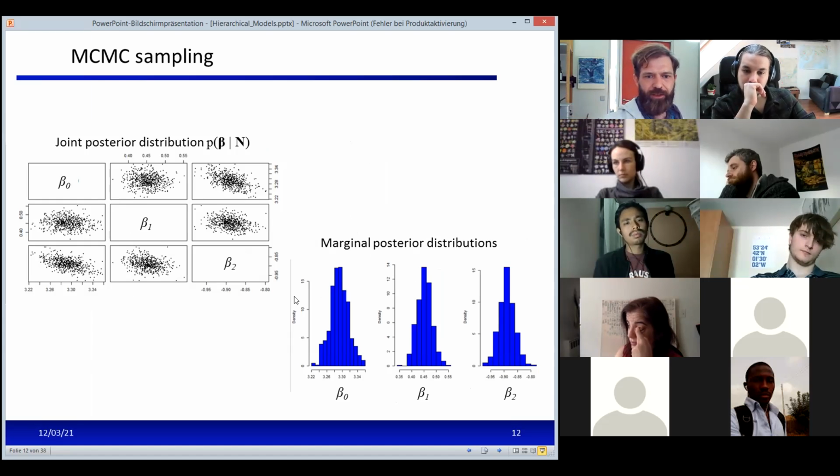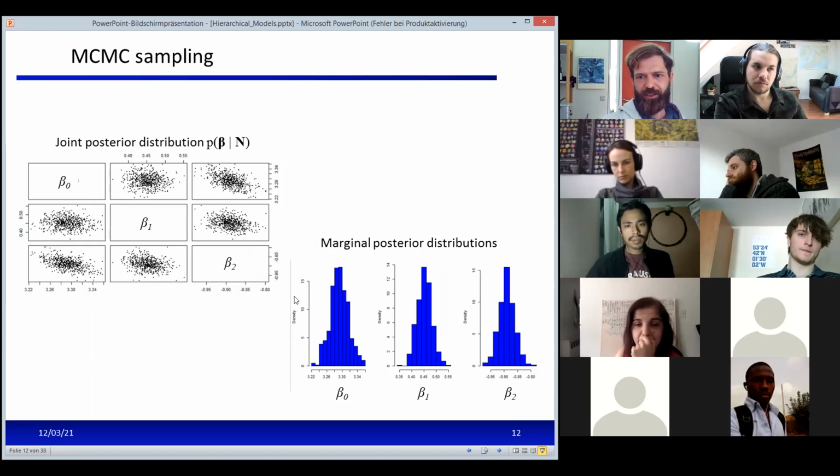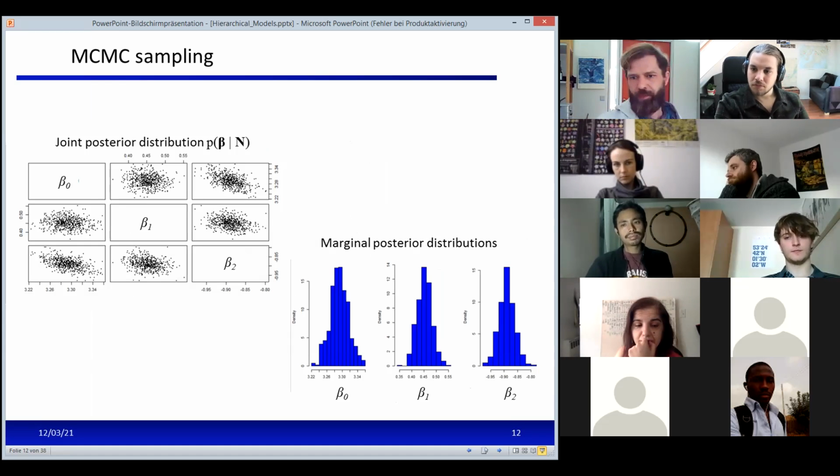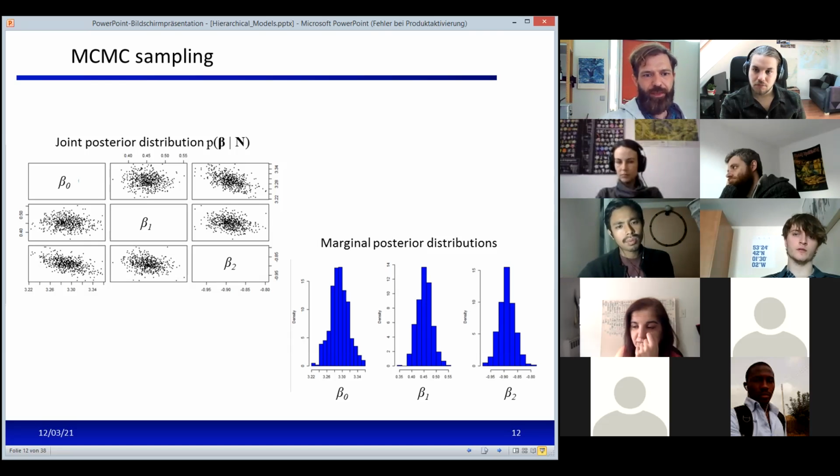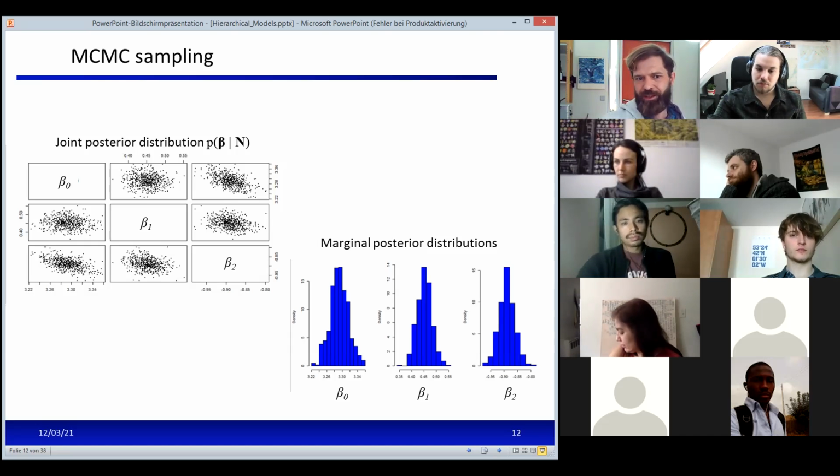Of course, I can then also condense this down into the so-called marginal posterior distribution by just looking at the frequency distribution of the samples for each parameter individually. And here I just would like to highlight that this is, of course, a quite nice and special feature of these Markov chain Monte Carlo approaches.